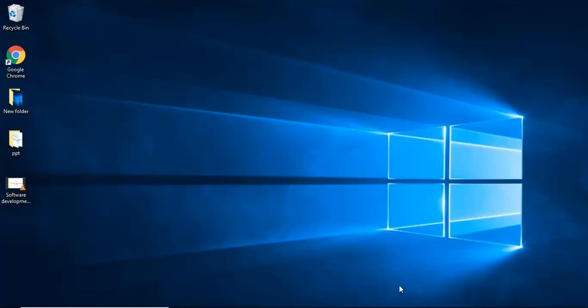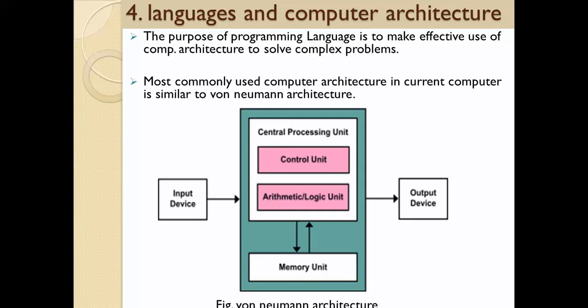Hello friend, now we will see the next point, that is language and computer architecture. Computer architecture and programming languages depend on each other, because utilization of computer architecture is based on the programming language. The main purpose of the programming language is to make effective use of computer architecture to solve complex problems. Every programming language is designed by using the reference of the computer architecture, right?